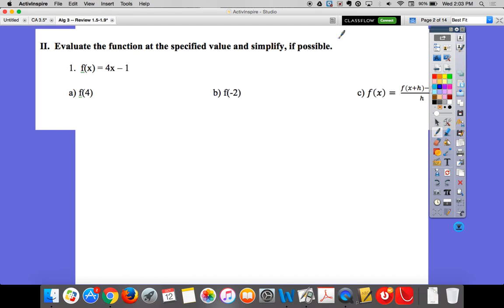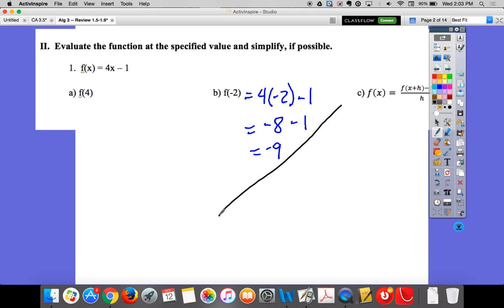Now, next thing you're going to do is evaluate functions. This is just plugging it in. Just to keep it simple, make sure that you're maintaining good form. Use parentheses when you plug in. So that's going to be -8 minus 1 is -9. Where we're going to have trouble is over here on this difference quotient. So the difference quotient is probably going to be the part that gives everybody trouble.